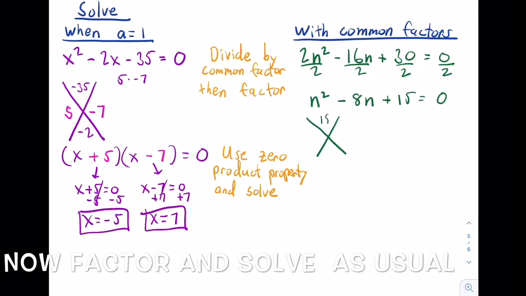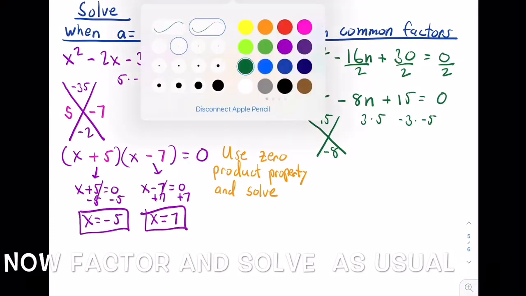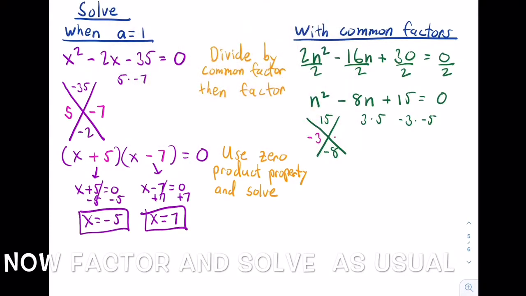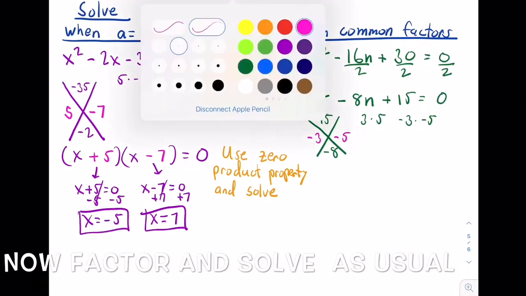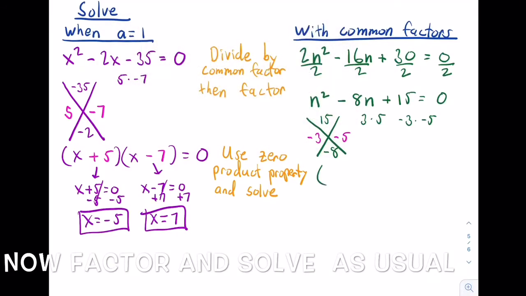If you need the x, c goes on the top, negative 8 on the bottom. Two factors that multiply to 15: we have 3 times 5, but since the sum is negative, we make it negative 3 times negative 5. So those are the two factors, negative 3 and negative 5, because they add to negative 8 and multiply to 15. So we write out our factored form: n, and our two factors are minus 3 and minus 5, equal to 0.